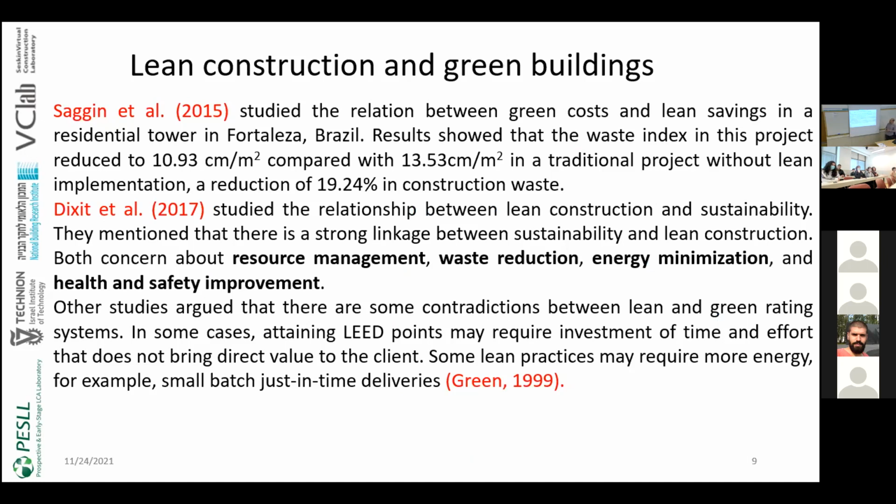For example, Sargent et al. studied the relation between green costs and lean saving in a residential project in Brazil. Results showed that the waste index in this project is reduced to 10.93 centimeters per square meter compared to a traditional project with 13.53 centimeters per square meter. So a reduction in material waste by approximately 20%.